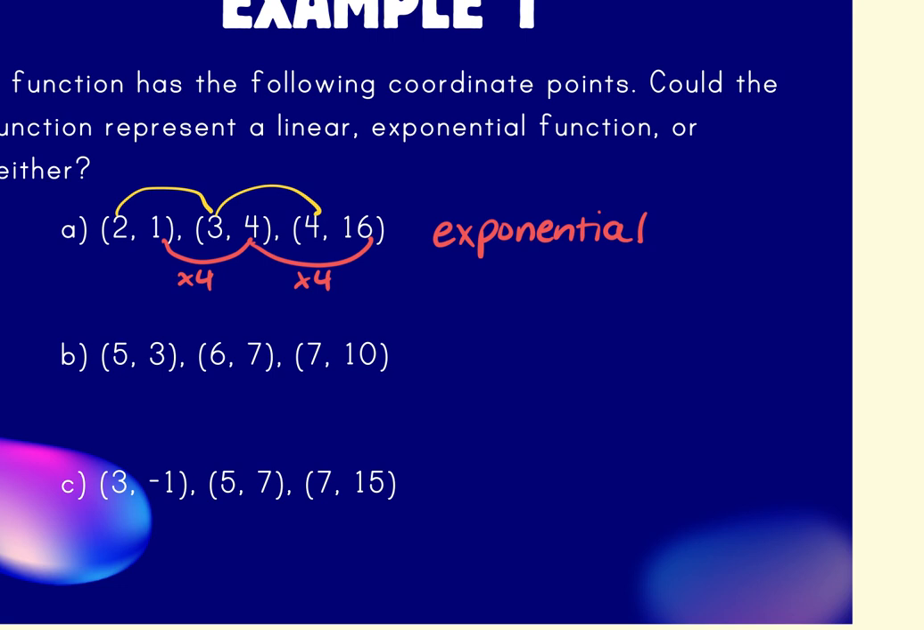So go to the next one. Look at my x's. I'm going up again by 1, so that's okay. Now I look at my y's. Am I increasing by the same? No. Am I multiplying by the same? No, right? So this isn't either. I can do 7 minus 3 and 10 minus 7 to see if it's the same increase. And I can do 7 divided by 3 and 10 divided by 7 to see if it's the same proportion.